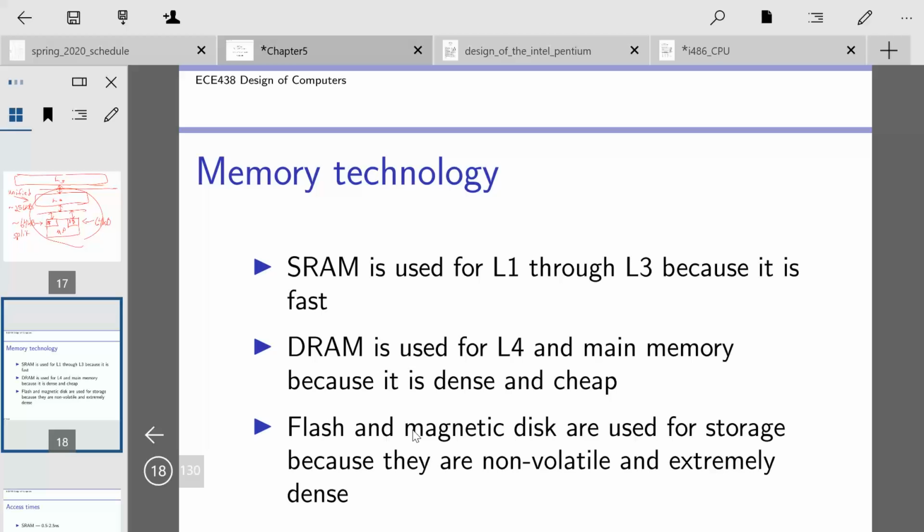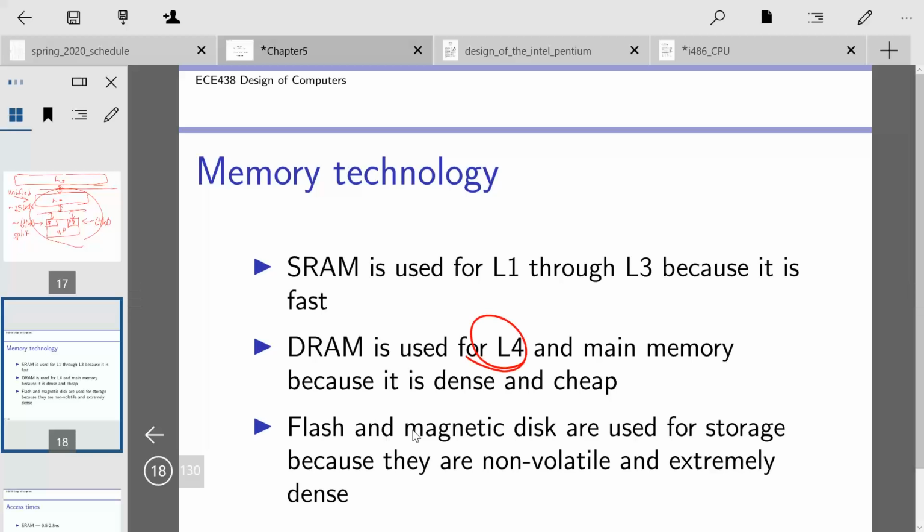Okay? All right, so let's just review memory technology. SRAM is used for level 1 through level 3, because it's fast. Now, it's not very dense. It's not as efficient in terms of density, so it takes up more chip space than DRAM. And DRAM is used for level 4 and main memory.